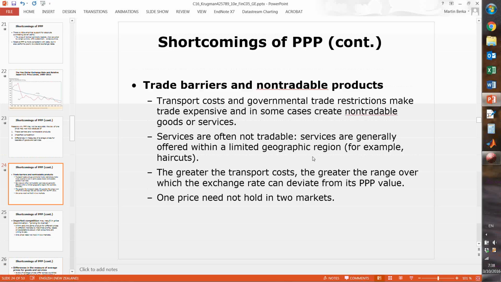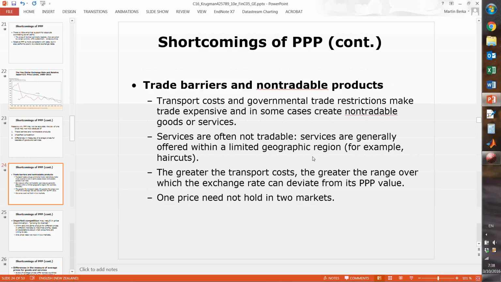Of course, services are a lot harder to police because they don't show up at the border. A person screening goods coming across the border can look at them, quantify them and say, this is how much tariff you're going to pay. Services are not mobile, so the transactions are much more difficult to police.